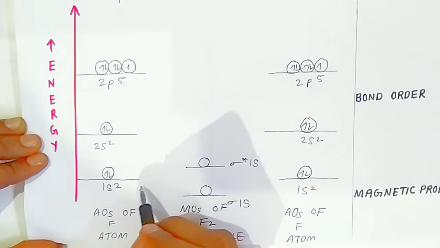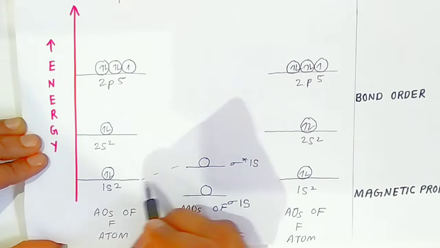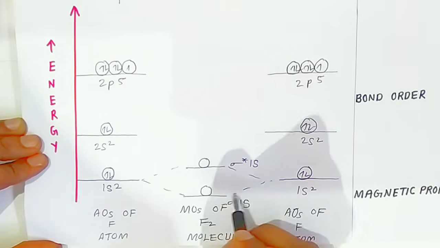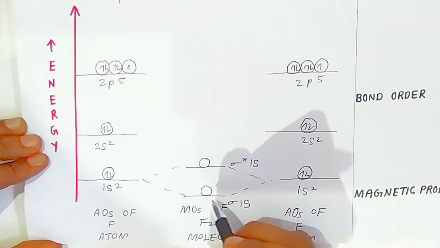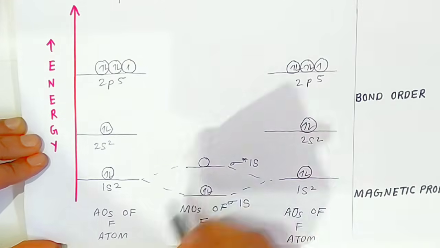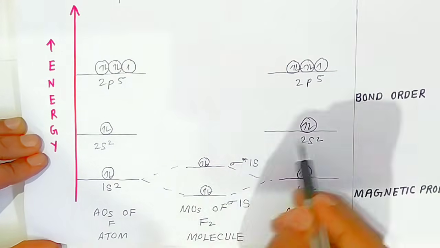Now students, because they are originating from this 1s, we have to make the dotted line like this. Now we are going to distribute 4 electrons in this. What happens, students? The first 2 electrons will go to the bonding, then it will go to the anti-bonding molecular orbital. Same thing is happening here, students.